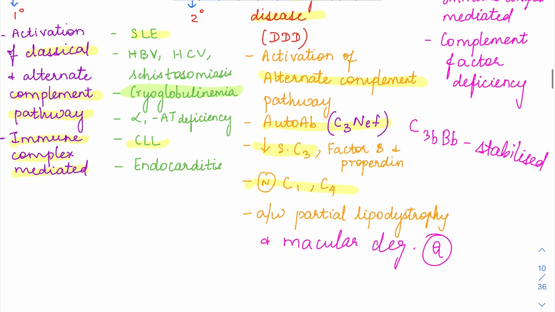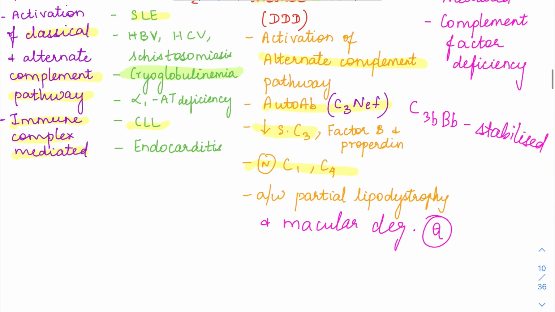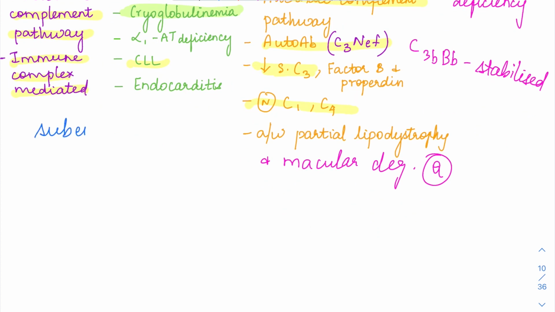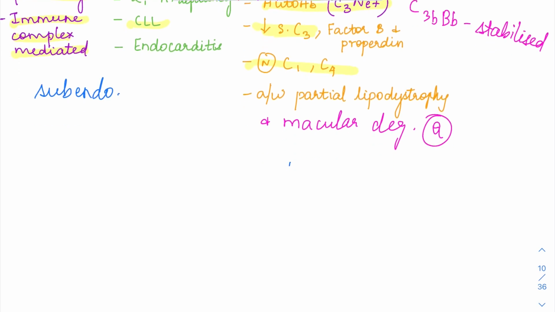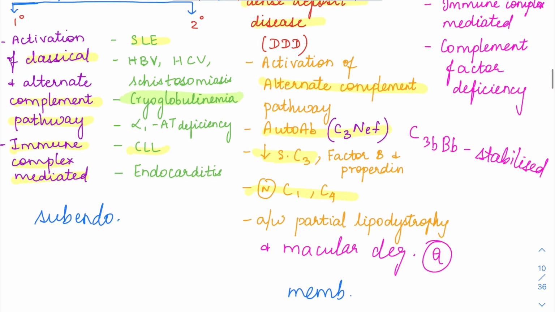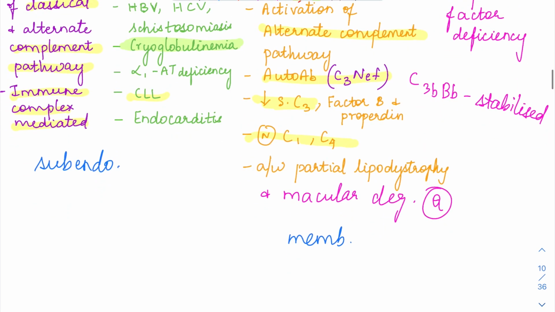And the location of these deposits is also going to be different. So in type 1 MPGN, it is going to be subendothelial location. Subendothelial location of these immune complexes will be seen. While in type 2, the deposition will be on the membrane. So intramembranous deposition will be there. While in type 3, it is going to be subepithelial deposits.